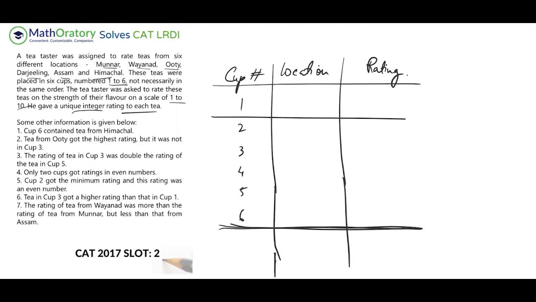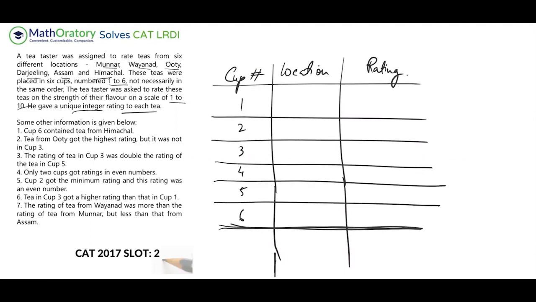So let me just draw the rows. Okay, so this is what we have. Now let us collect the information. The first one, cup 6 contains tea from Himachal. So this is straight away. So let me just write this out. So this is Himachal. Second says tea from Ooty got the highest rating, but it was not in cup 3.